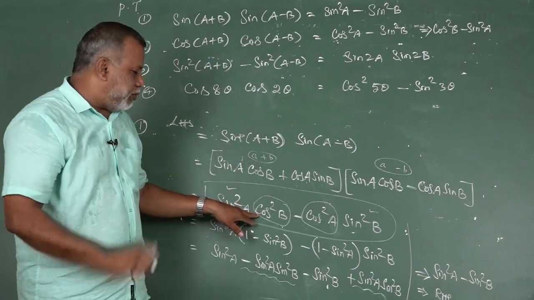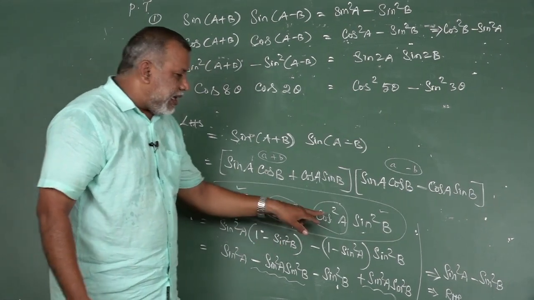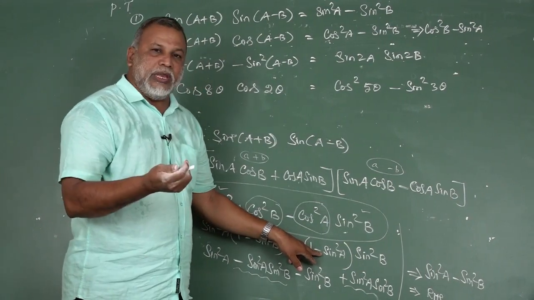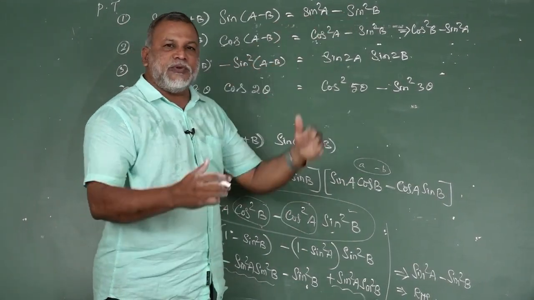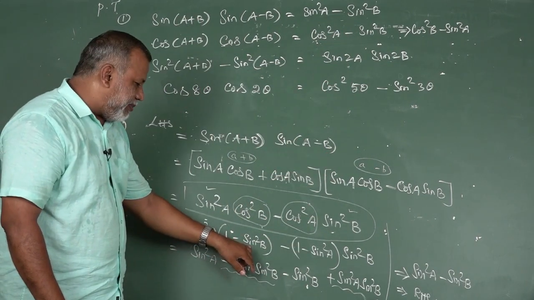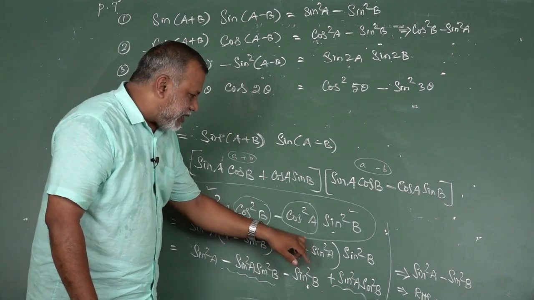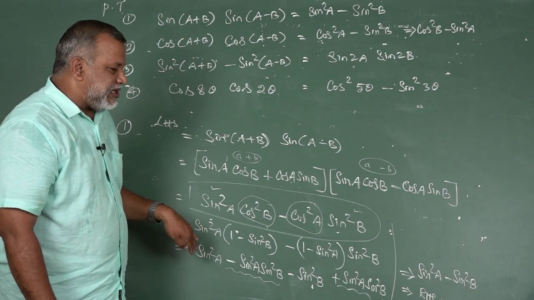Cos squared B should be removed with the help of the identity 1 minus sin squared B. Here cos squared A should be removed. Why? See the proof. We need only the sin family, therefore the cos family should be removed. So cos squared should be removed with the help of 1 minus sin squared. Here cos squared A will be replaced with 1 minus sin squared A. Then just a multiplication inside.